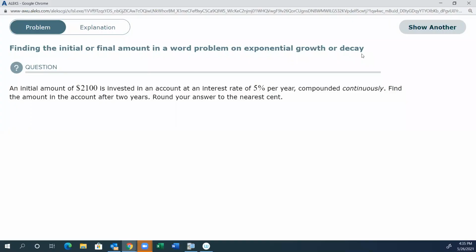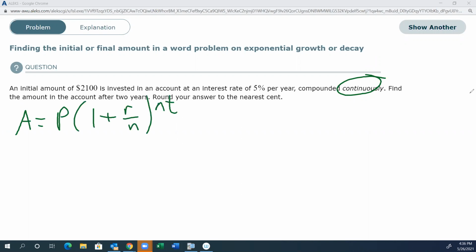All right, so an initial amount of $2,100 is invested in an account, an interest rate of 5% per year, compounded continuously. And continuously is the key word. So when you are doing compound interest, normally you use this formula right here, which we have seen. But that's when interest is compounded daily, so n is 365, or monthly, so n is 12, or semi-annually, so n is 2. But if it's continuously, what would n equal?